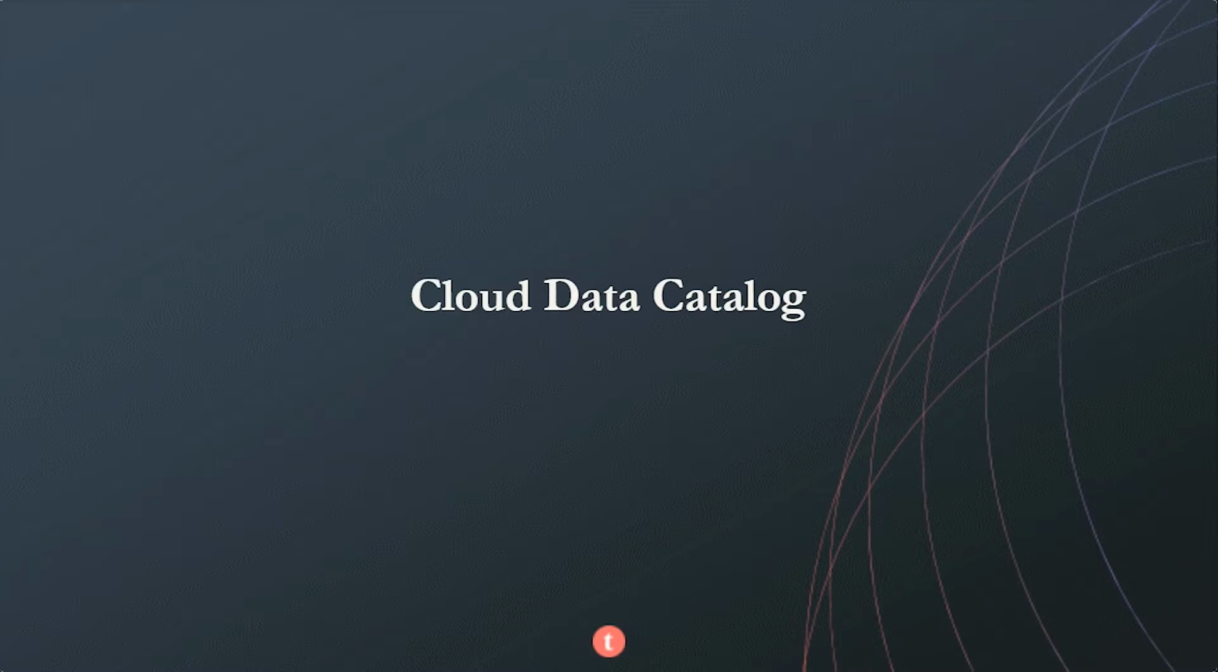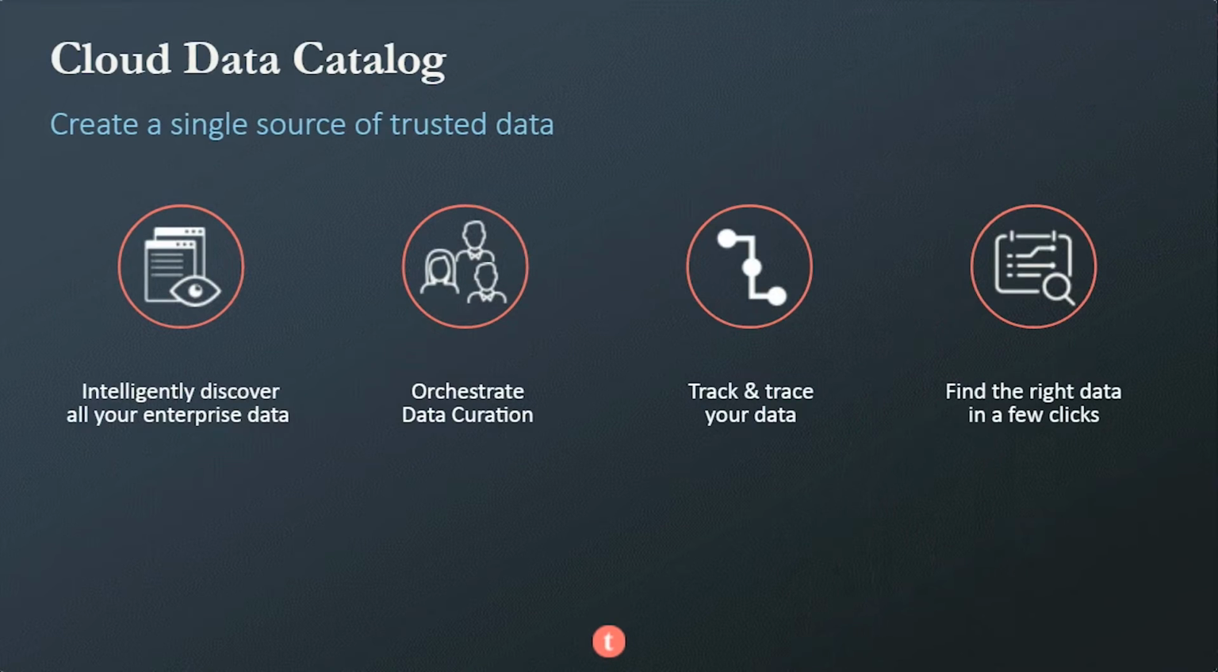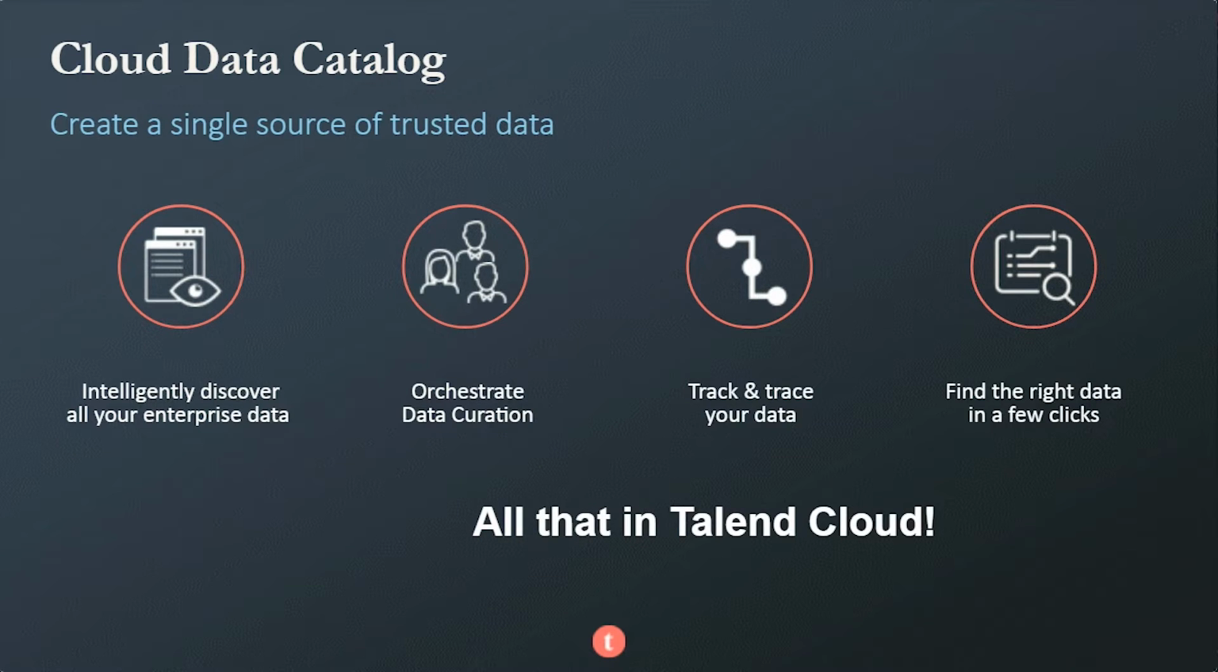Okay, so let's now actually go into the Cloud Data Catalog. So Cloud Data Catalog, we saw these 4 features previously. Guess what? All of this is in Talend Cloud. So just to set the stage for everyone, Talend Cloud Data Catalog is the same catalog that you have on-prem. So there's a few nuances which I'll cover in some of the upcoming slides, but it's basically the same catalog. It just happens to be in the cloud as a managed service.